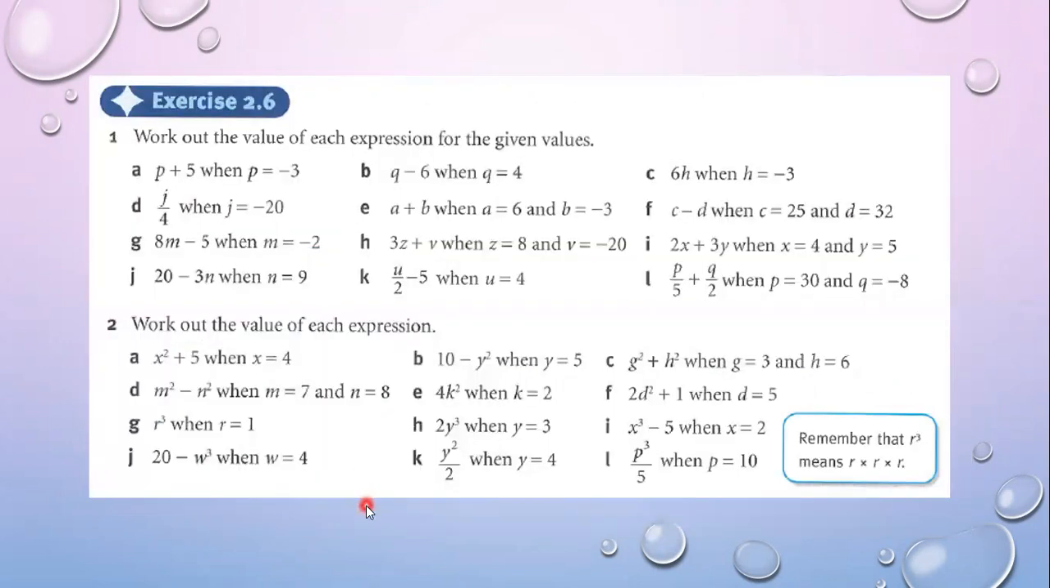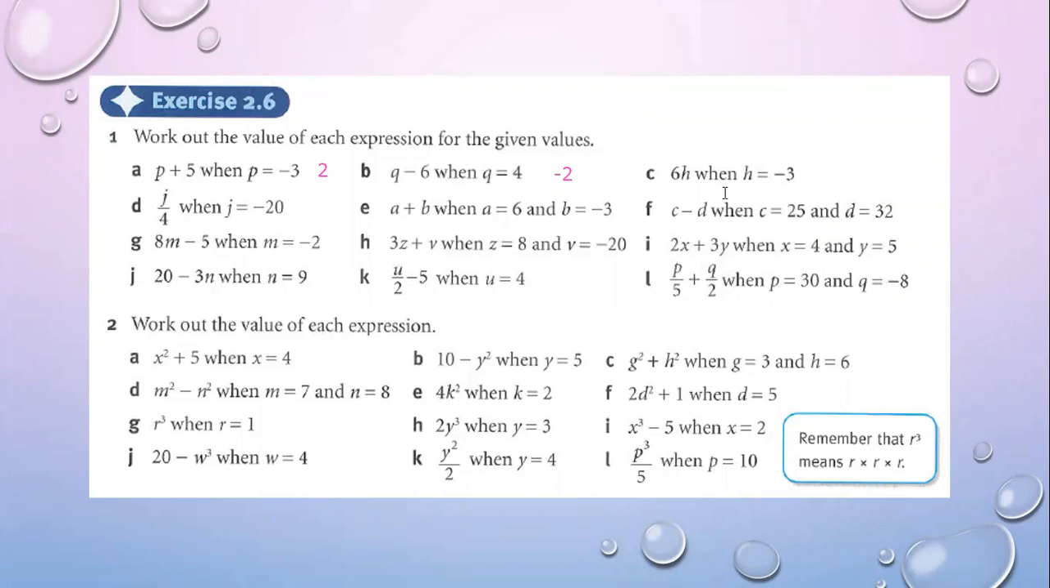Here are the simplest questions. Once I solve any one of these, you will understand all of them. p plus 5, p is minus 3, so minus 3 plus 5 is equal to 2. Then q minus 6, q is 4, so 4 minus 6 is equal to minus 2. Sorry, here this one is not minus 2, this one is only plus 2.